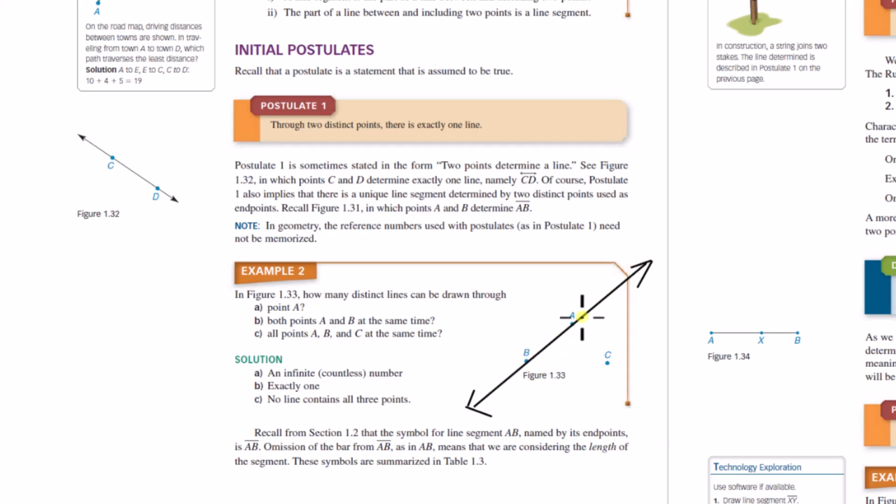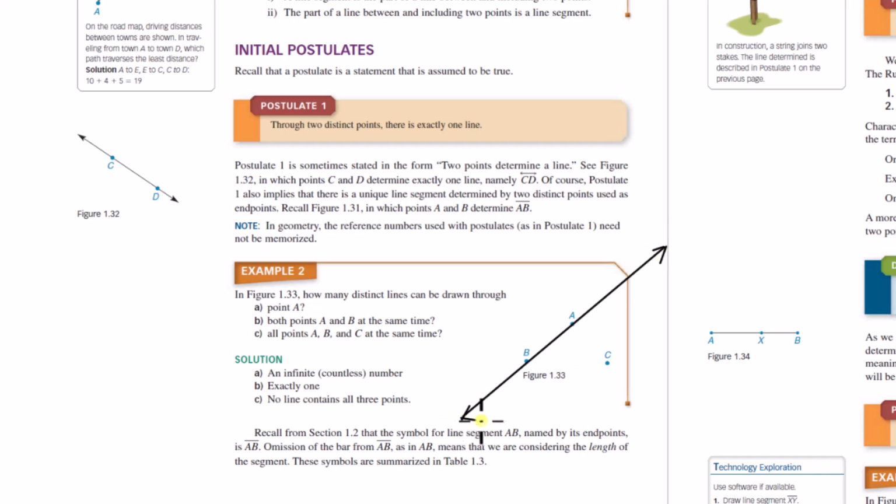Let's look at it this way. Two points define one unique line. Here's a good way to break this down. Two points we know define one unique line. That's what postulate 1 says. So I'm going to go ahead and draw that line through points A and B.